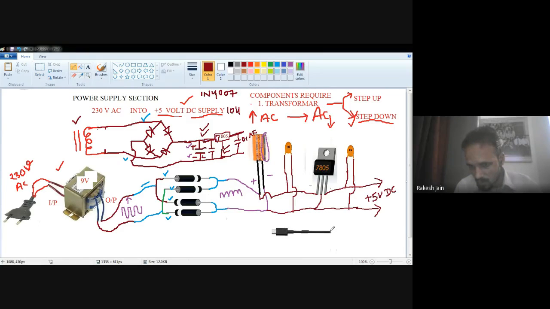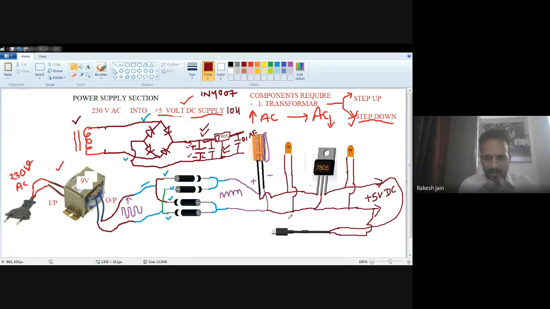So you will see there are two wires. The positive wire should be connected with the upper side, and the second wire should be connected with the lower side. Then it will charge your mobile. Okay. So this is how we make a mobile charger.